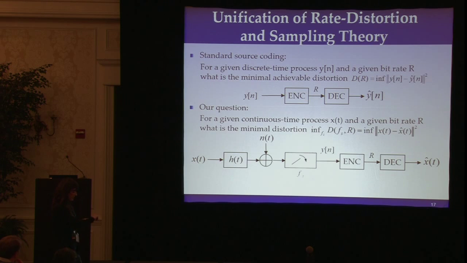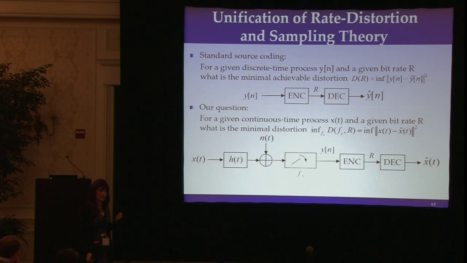Now, what we're interested in is the case where we have a continuous time input and a continuous time output. So our distortion is now defined in this continuous domain. And we also have sampling that's part of our process. So we have a fixed bit rate, but we also have a sampler that we could design. So the question is, if we optimize over all encoder-decoder pairs and over all sampling functions, what is the minimal distortion we can get?